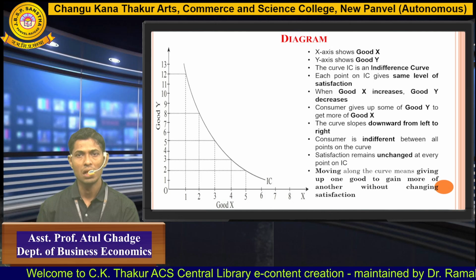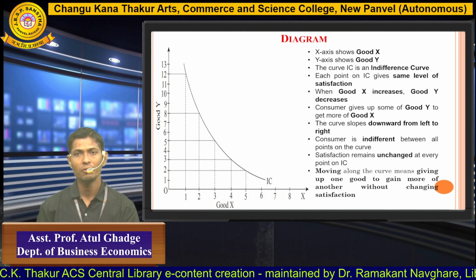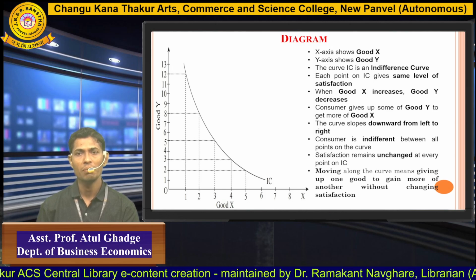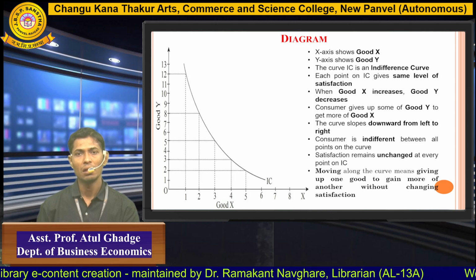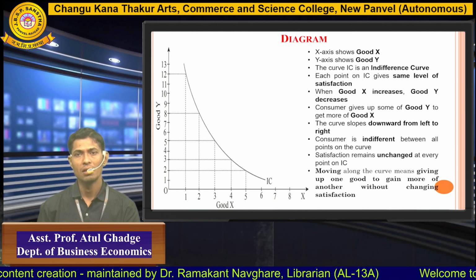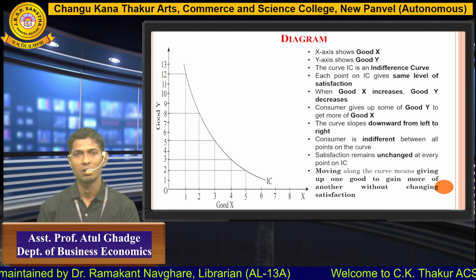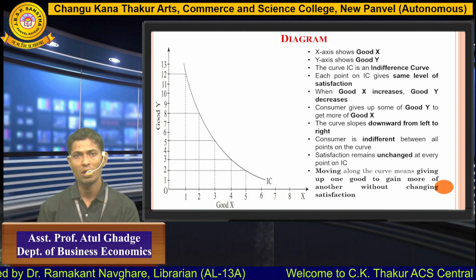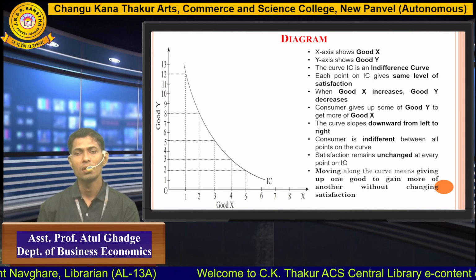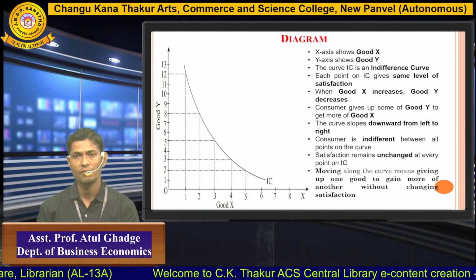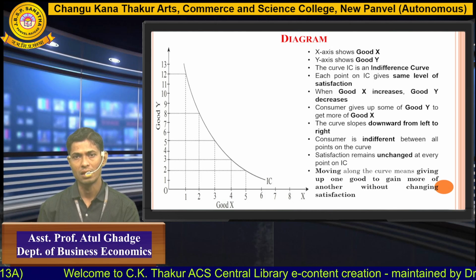The curve slopes downward from left to right, as you can see over here, and therefore the consumer is indifferent between all those points on the curve, and therefore satisfaction remains unchanged at every point on IC. That is what an indifference curve is: you can take any combination or any point on the indifference curve, which always shows the same level of satisfaction. That is what indifferent consumption, indifferent satisfaction means.